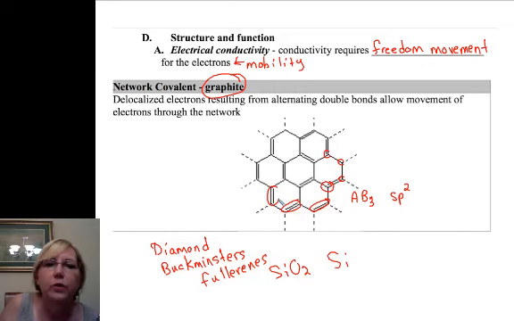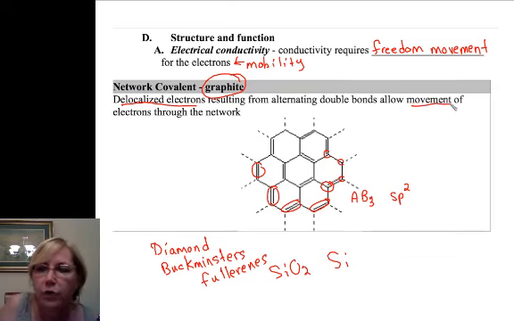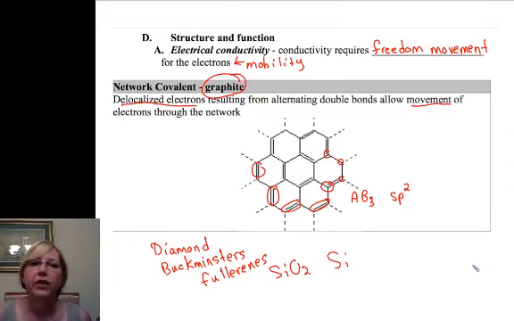Now, when those pi bonds are alternating like this, we have delocalized electrons. We used that term before. We talk about electrons that aren't bound necessarily to a particular location, and this allows movement of electrons through the network. Now, that doesn't happen with all network covalent. So that's a little bit more unique of graphite, and we'll see that come up in our conversation later in the year.